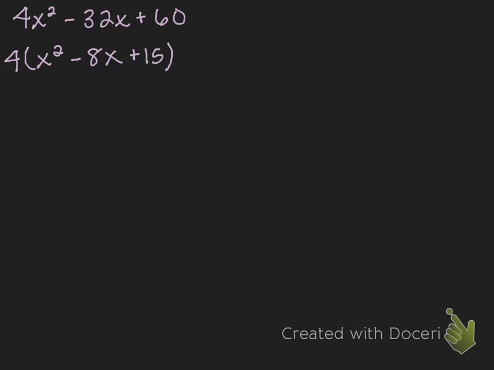So just to double check, if I were to distribute this 4 into all the terms, it would give me that 4x squared minus 32x plus 60, which means I'm keeping everything equivalent. From here, I'm going to want to use my generic rectangle to help me factor further, to get this x squared minus 8x plus 15, which is currently a sum, into a product as well.